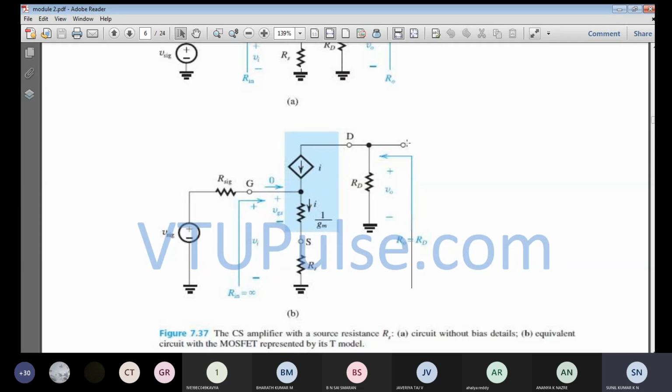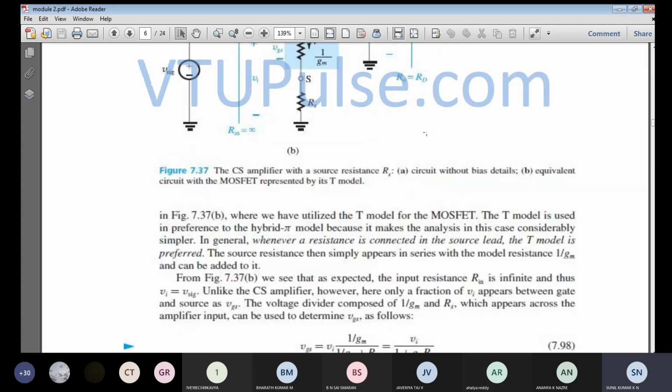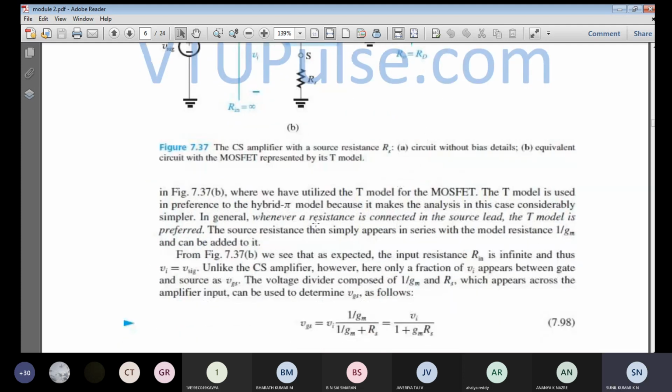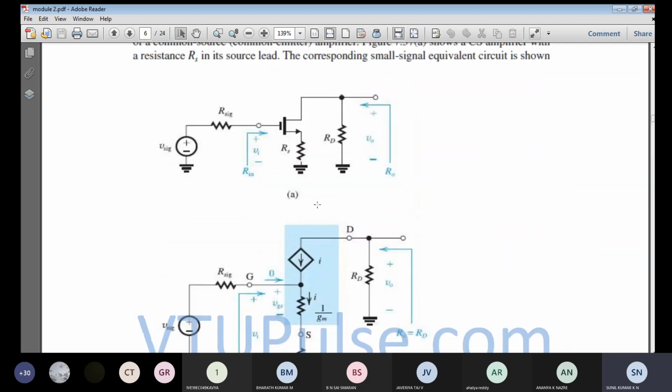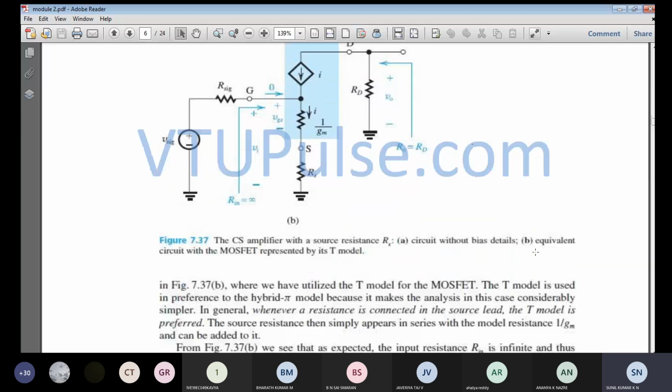Okay, so unloaded, whatever the output voltage to input voltage ratio we find, that is nothing but the open circuit voltage gain. Whether you are following, now we are going to analyze the common source amplifier with source resistance. So this is the circuit without bias details. This is the circuit diagram without bias details, and now the equivalent circuit with the MOSFET represented by its equivalent T model. This T model has been obtained from the previous one.